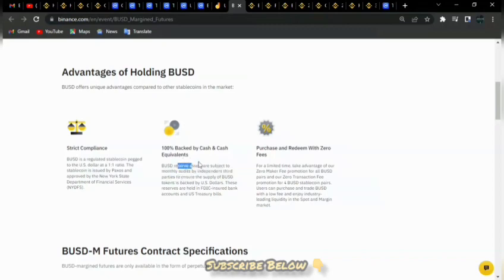Now the BUSD reserve assets are subject to monthly audits by independent, so you want to take note of this keyword, by independent third parties to ensure the supply of BUSD tokens is backed by US dollars. These reserves are held in FDIC insured banks.